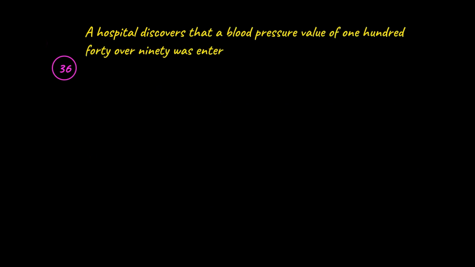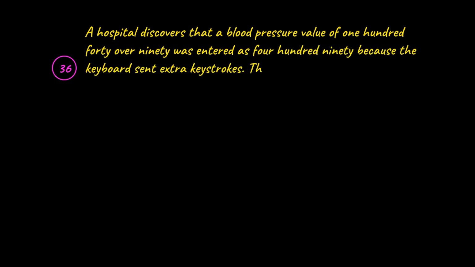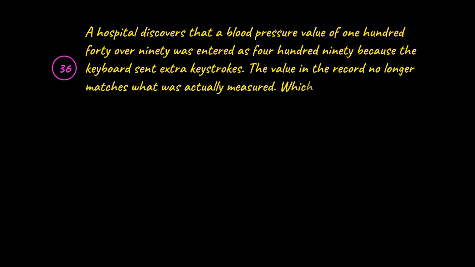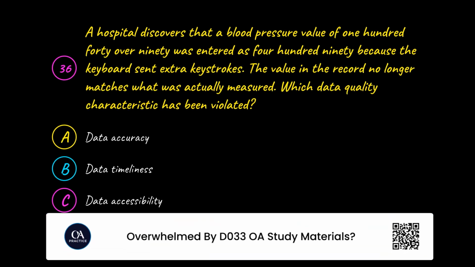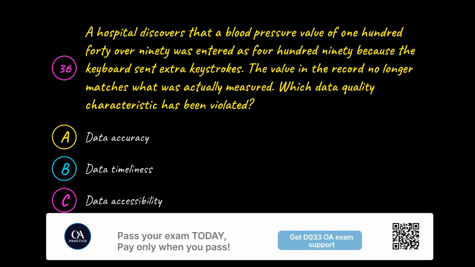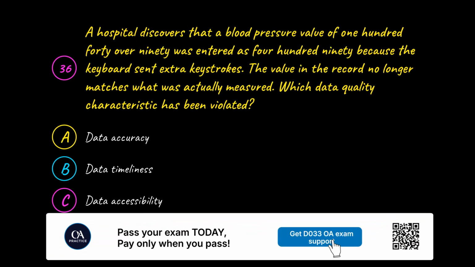Question 36. A hospital discovers that a blood pressure value of 140/90 was entered as 490 because the keyboard sent extra keystrokes. The value in the record no longer matches what was actually measured. Which data quality characteristic has been violated? Your options are A. Data accuracy, B. Data timeliness, C. Data accessibility, D. Data granularity. What's your answer? Commit to one before I continue.